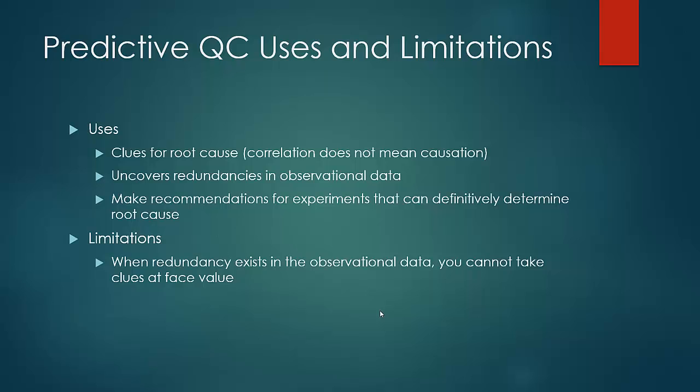The limitation is that when redundancy exists in the observational data, you cannot take clues from the importance plot at face value. And so that is the recommended sequence of events: do the correlation analysis, remove redundant variables, and then do the importance plot.